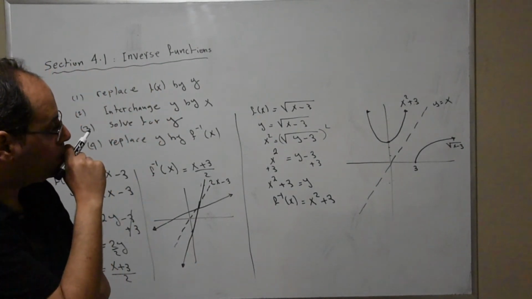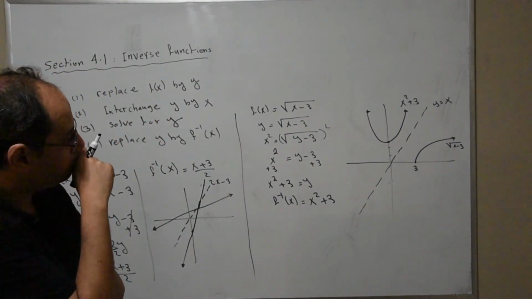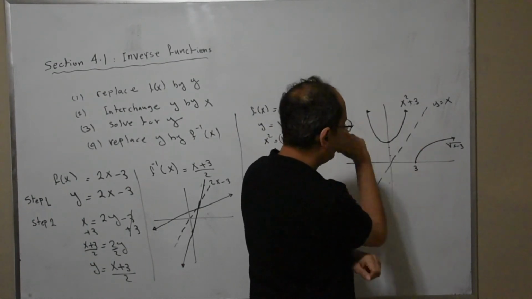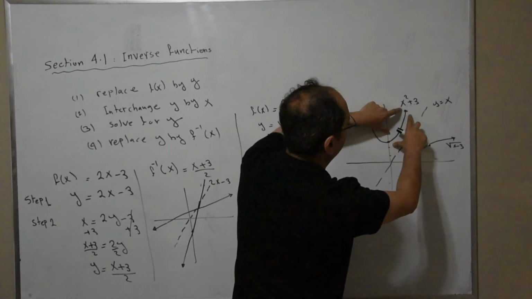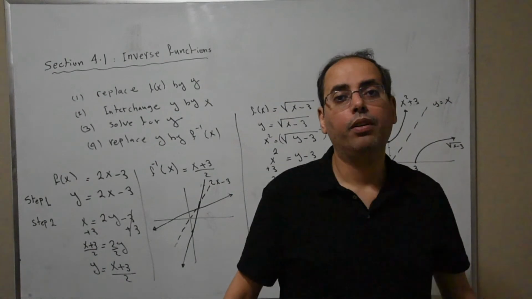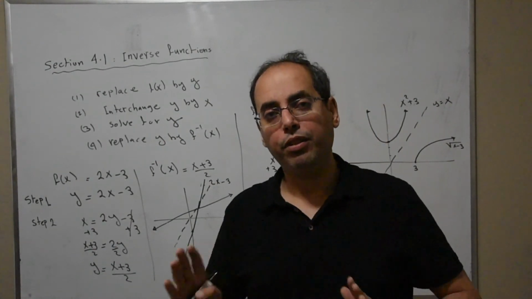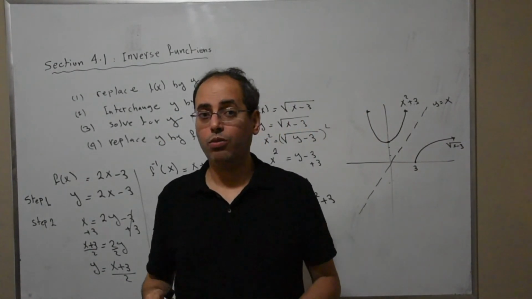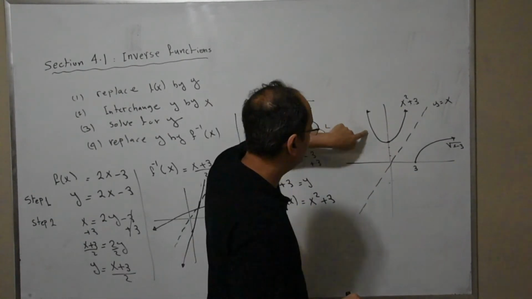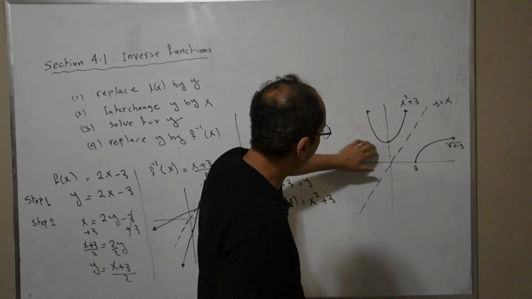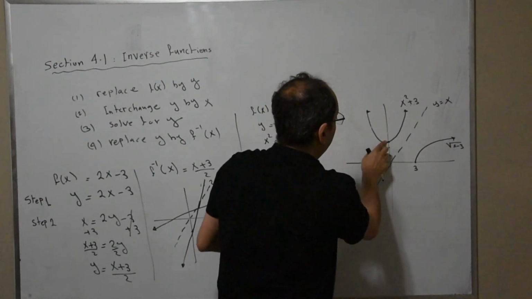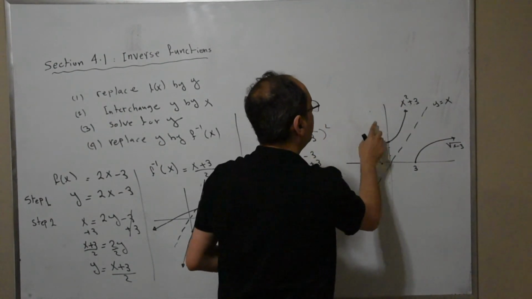Alright, now let's think about that. Is this reflected to that one? No, this part is reflected to that part, but how about this part? Remember, what is the condition of the inverse function? It must be 1 to 1. Is this function 1 to 1? No, it's not 1 to 1. So what should I do to make this function 1 to 1? I have to remove the part here, and I restrict the domain.